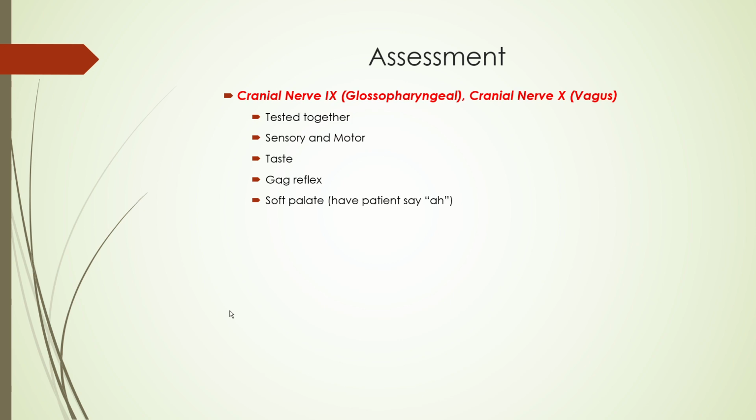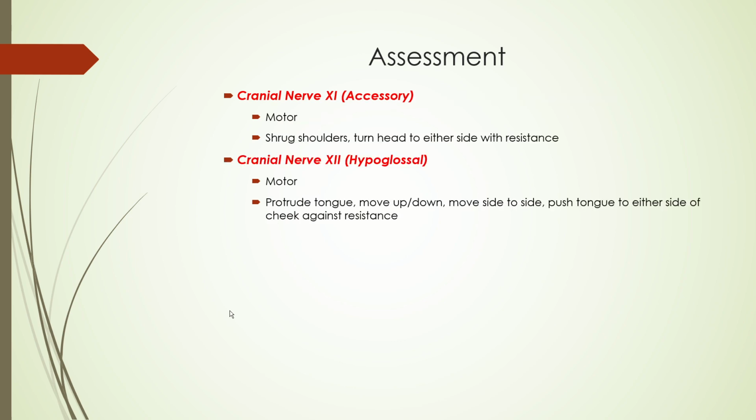So 9 and 10 are often tested together, sensory and motor as well: taste from the other portion of the tongue, the gag reflex, and then the soft palate. So having the patient say ah and make sure that the soft palate rises. Okay, so accessory is a motor: shrugging shoulders and then turning the head side to side with resistance. So making sure that the patient actually has that ability to shrug the shoulders with your hands on top of them and then turning their head side to side with resistance. And then 12 is motor, so that's protruding the tongue, moving it up and down, side to side, and then pushing the tongue to either side of the cheek against resistance as well.